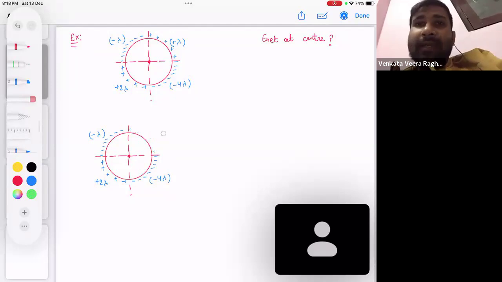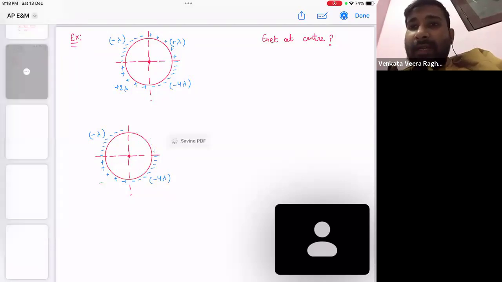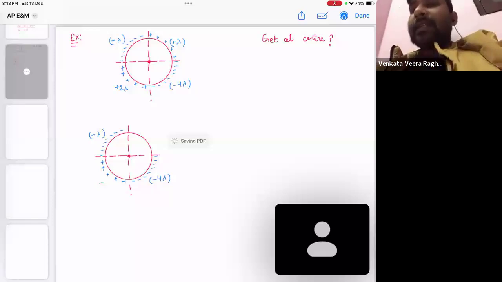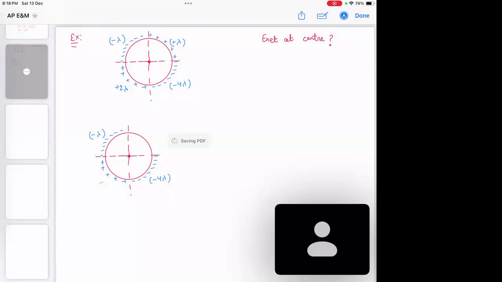The effect of this plus lambda is cancelled out by this one. And this one will behave like what? Instead of plus 2 lambda, I should take it as plus lambda only. Do you understand? I will explain the longer method also to you, but please tell me first, do you understand this one?